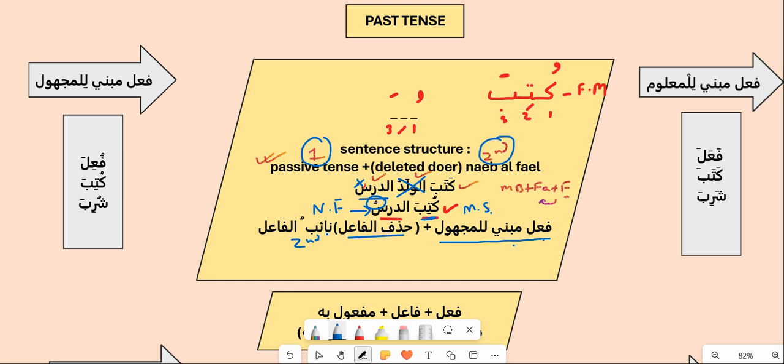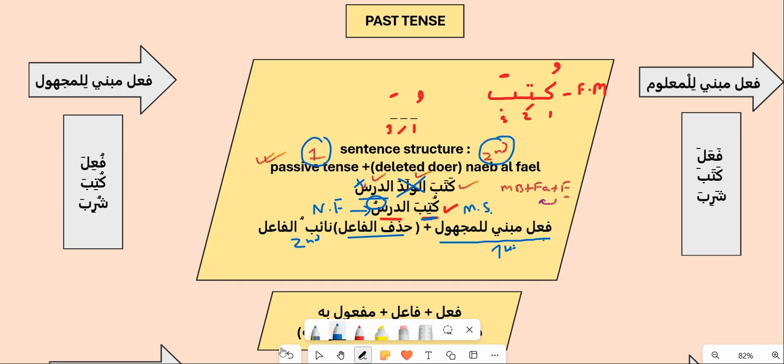And what is this naibul fail? Originally, it was maful bihi. The maful bihi came in the place of the fail, took the dhamma, and now it's representing the fail. So now it is no longer called maful bihi. Now it is called naibul fail. So this is the first part and this is the second part. And in order to change all these, I have given you the structure of the majhul verbs.